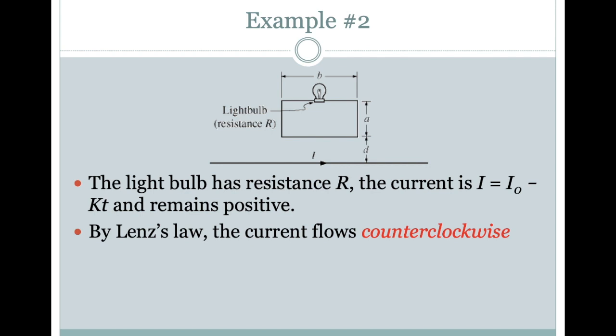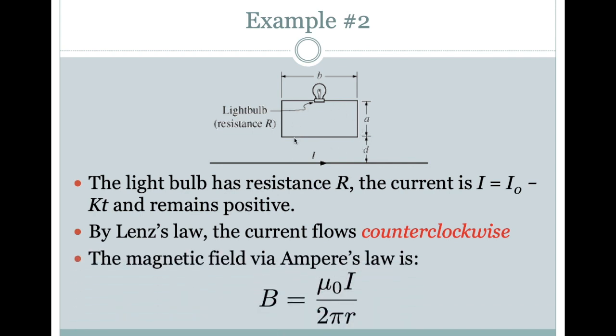Since the current is decreasing, the magnetic flux coming out of the page decreases, and so the net change goes into the page. To oppose this, you need to generate a flux going out of the page. The current that achieves this inside this loop is a counterclockwise current. So you have I induced going counterclockwise as such. The magnetic field via Ampere's law from this current is mu naught I over 2 pi r.